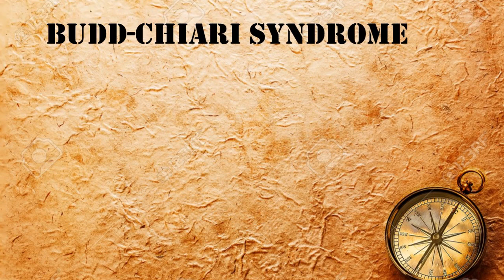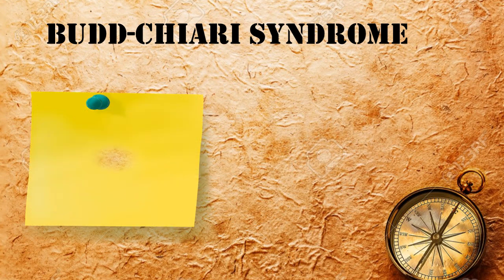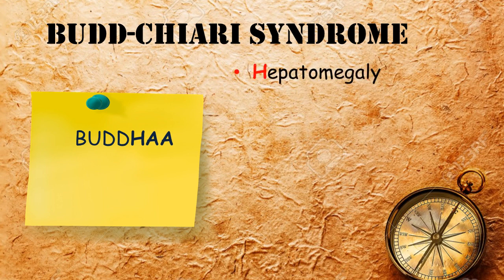Next comes BUDD-CHIARI syndrome. Everyone knows regarding this. It is nothing but obstruction or blockage of hepatic veins because of clot. So let's see the mnemonic, and the mnemonic is Buddha. You can remember BUDD-CHIARI and HAA. So H is hepatomegaly. Whenever there is any blockage in the hepatic vein, surely it will lead to organomegaly. So then A, ascites. So whenever there is any problem with the venous return, surely it will lead to ascites. And next comes A, abdominal pain. So if the problem is going on in this way, surely it will be presenting along with the pain. So in case of BUDD-CHIARI syndrome, it is Buddha, HAA.